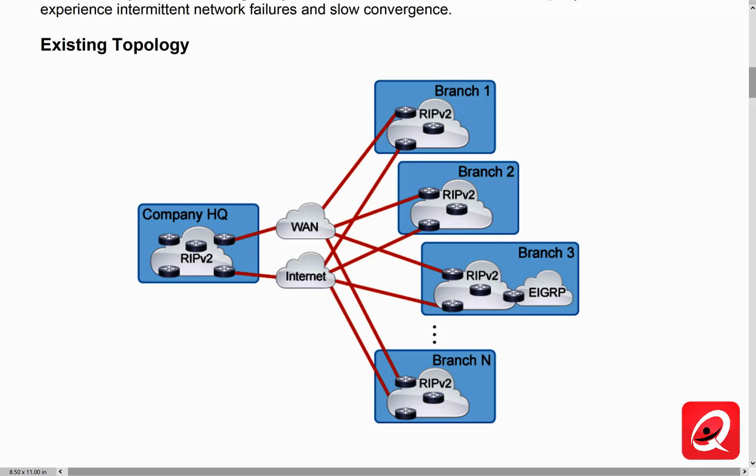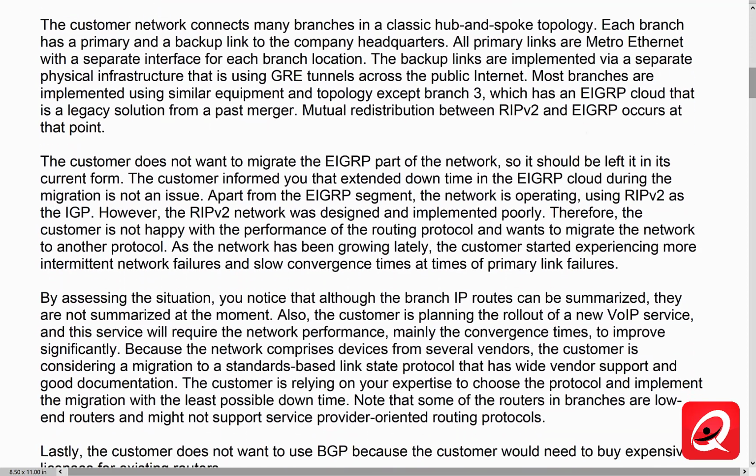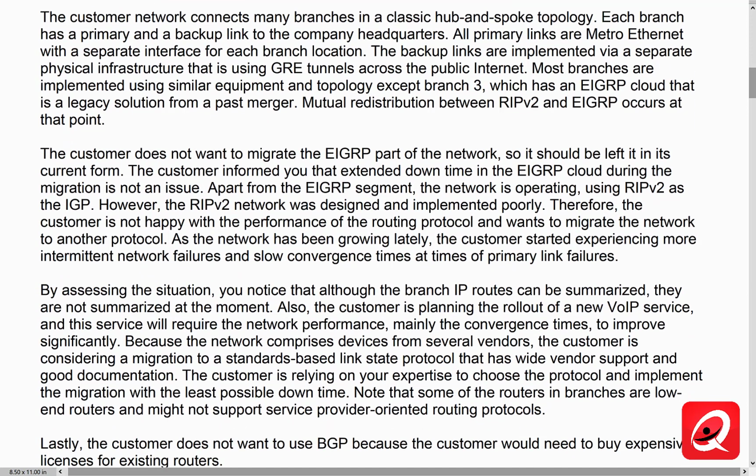So we can see our overall topology here. All right. Here are some of the customer requirements. The customer networks connect many branches in a classic hub and spoke topology. Each of the branch locations has a primary and a backup link to the company headquarters. All the primary links are Metro Ethernet with a separate interface for each branch location. The backup links are implemented via a separate physical infrastructure that uses GRE tunnels across the public internet.